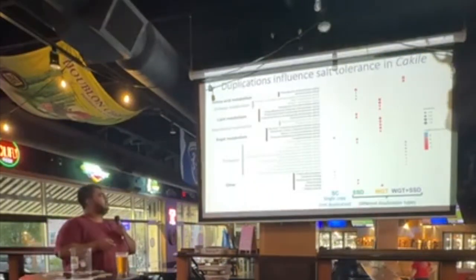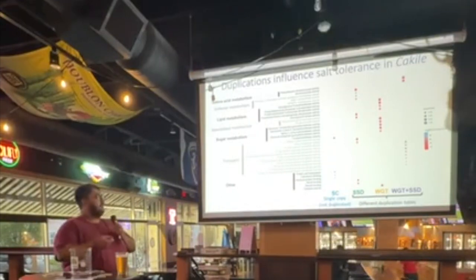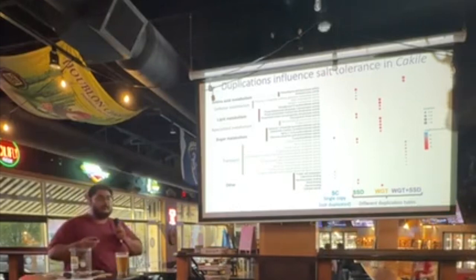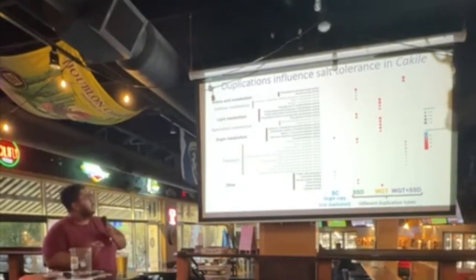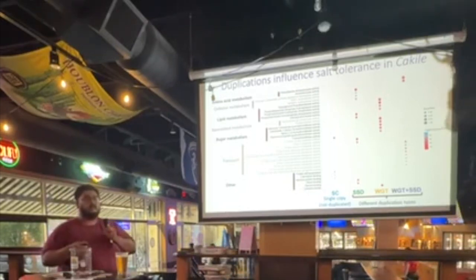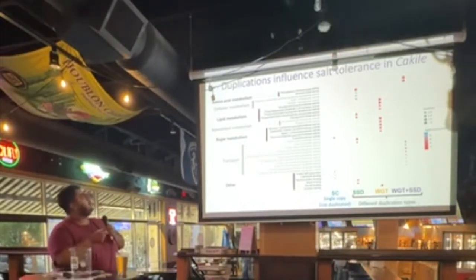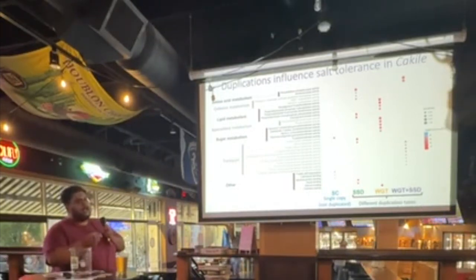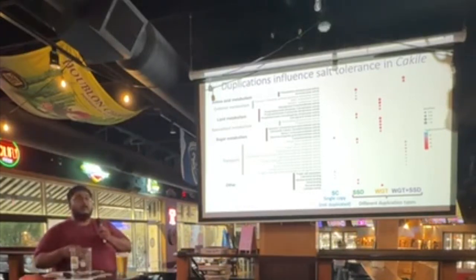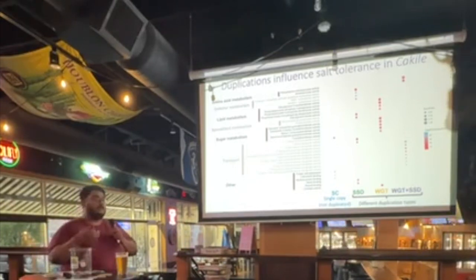And so I have some data here. I'll go through this figure, but duplications are influencing salt tolerance in Cakile. All these terms here are different functions associated with salt tolerance. What I've done here is look at which kinds of duplicates are associated with these kinds of functions. Things like amino acid metabolism, cofactor metabolism, lipid metabolism, lots of different metabolisms, transporting sodium and other terms are involved in how plants can be tolerant to salt.